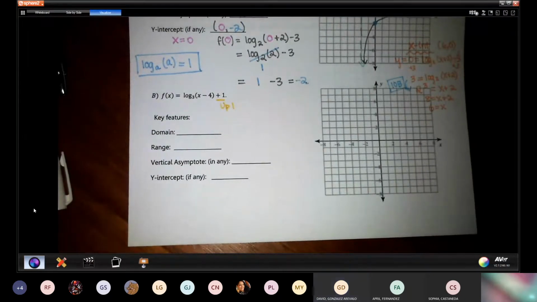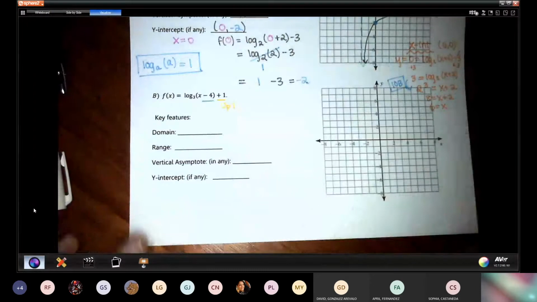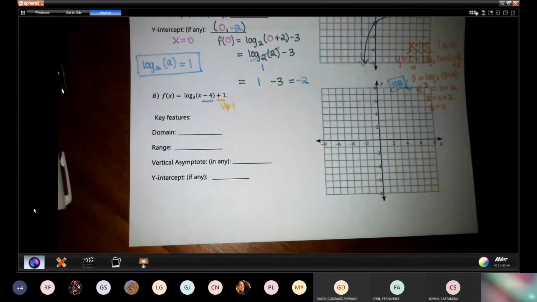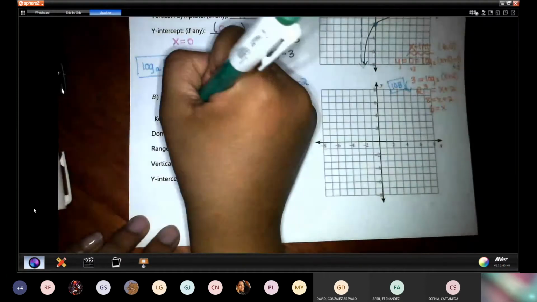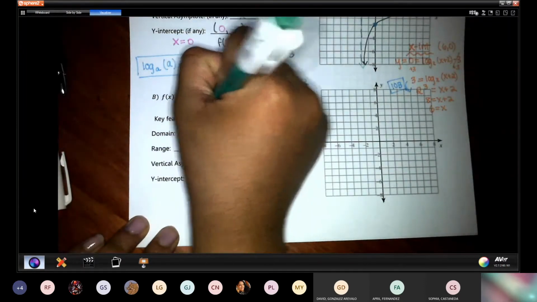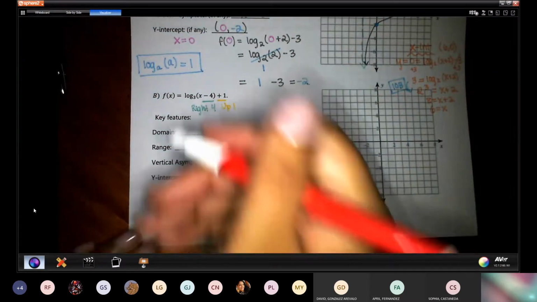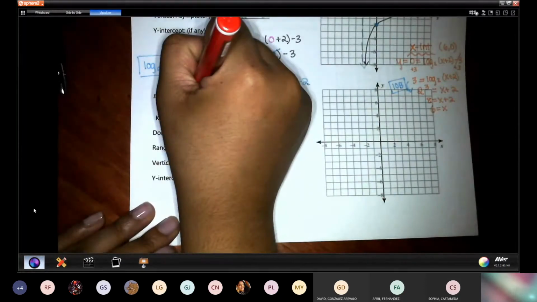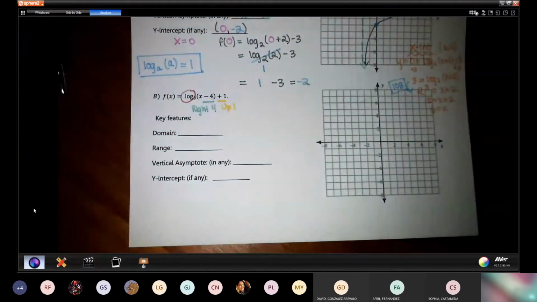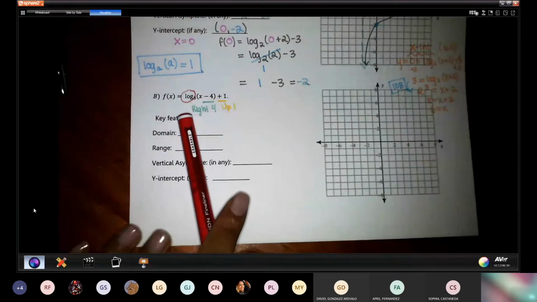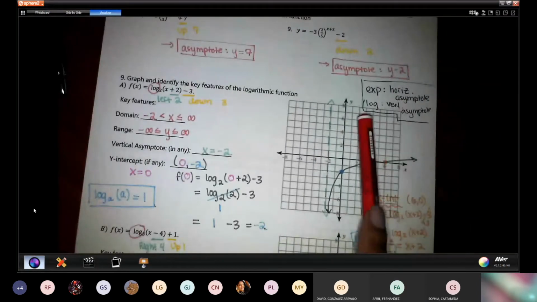So that's up 1, right? And then this is 4. Very good, April, and also correct, Alex. And then what kind of function is this? Is this a log or an exponent? Log, right? Because it literally says log in it. So that's how we know it's a log. A log means that we have a vertical asymptote, right?